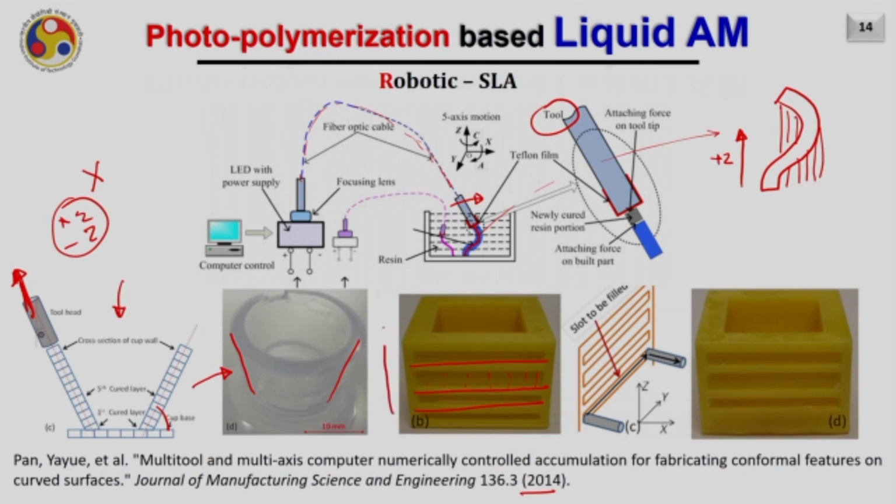Conventionally, if you build this part in this direction, of course, some support mechanism will be required here. But as you are building this part in this manner, by the robotic arm inside the liquid wet itself, then no support will be required and you will be able to grow the feature in the direction of the tool. And hence, you can see this is the part finally produced by appropriately tilting the robotic arm. So, this process they call multi-tool and multi-axis computer numeric control accumulation for fabricating conformal features on curved surfaces.